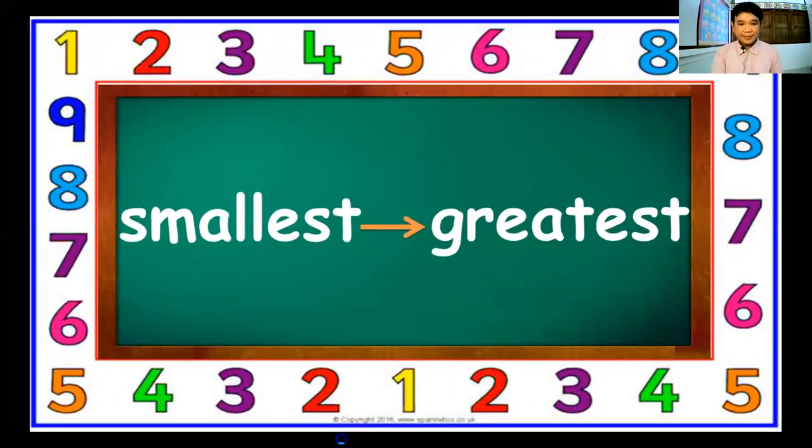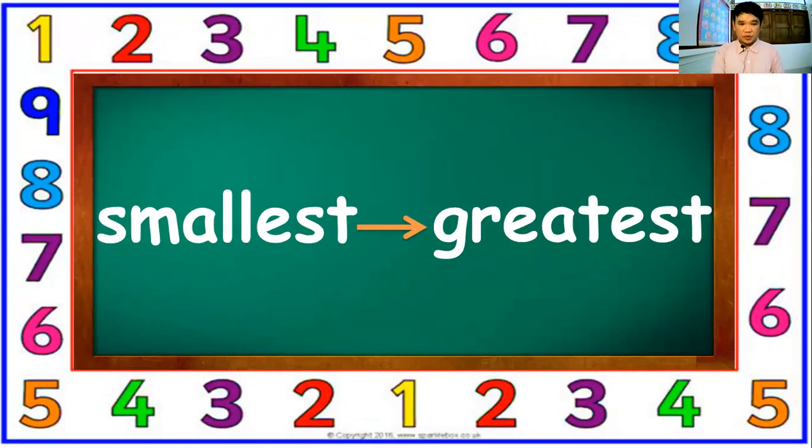Now, another one. Again, let's focus from the smallest to greatest. So how are we going to arrange the numbers, or how to order the numbers? Okay, so we have A, B, and C.